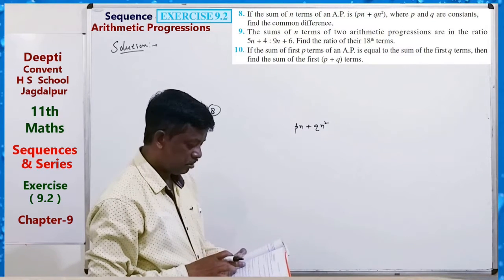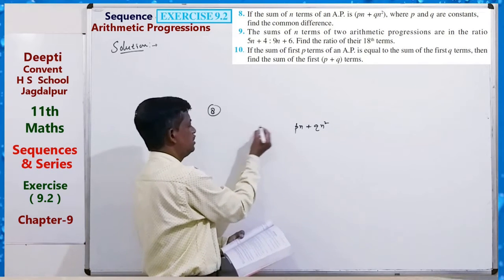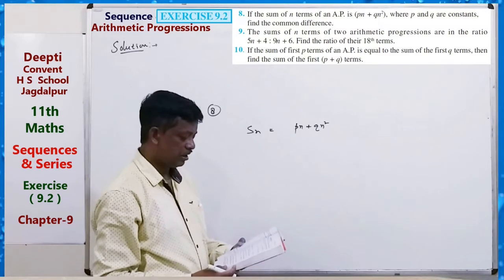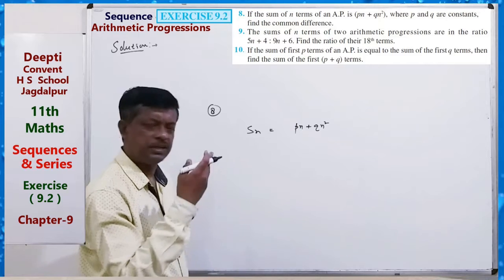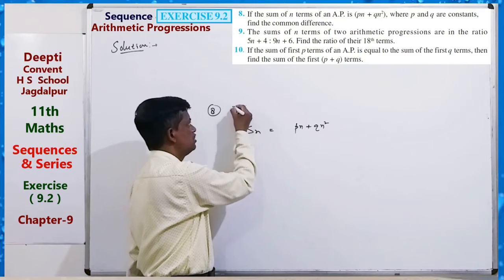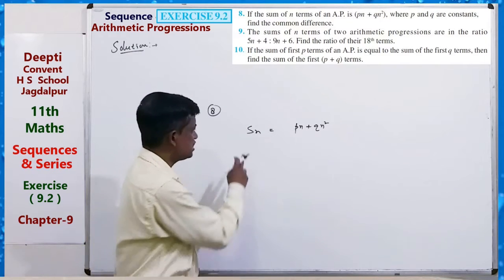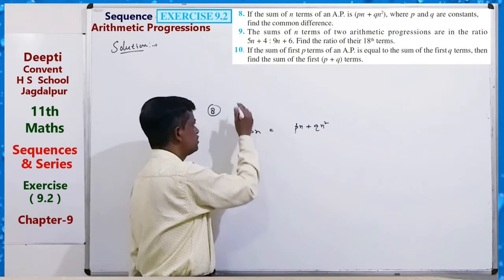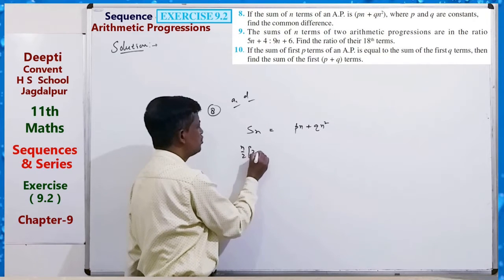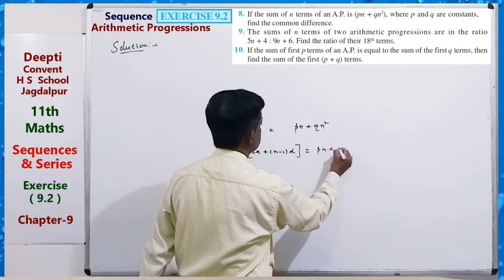Sum to n terms means Sn equals this given expression, where p and q are constants. For the AP we have to find the common difference. So use the formula. Suppose a is the first term and d the common difference, and then Sn equals n by 2 into (2a plus (n minus 1) into d), equals pn plus qn square.